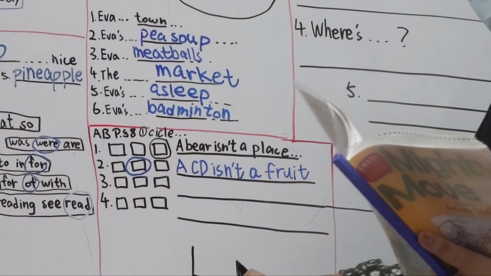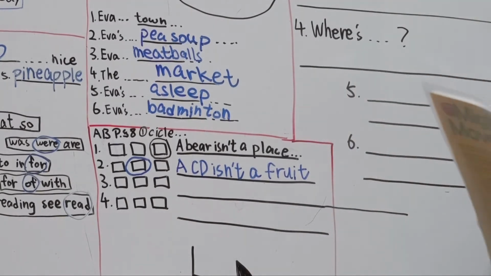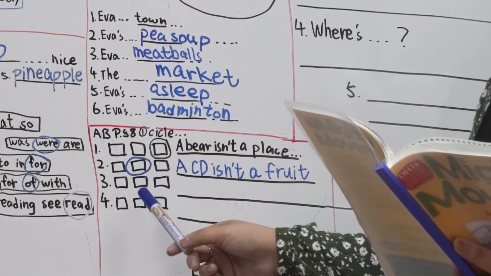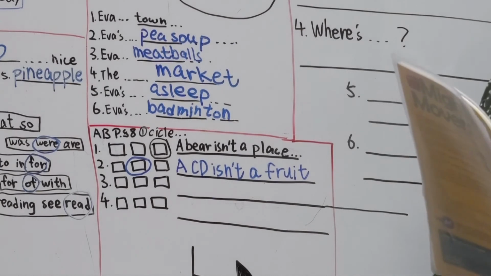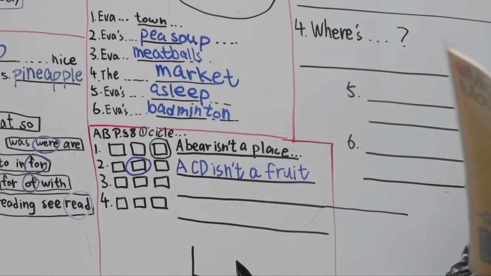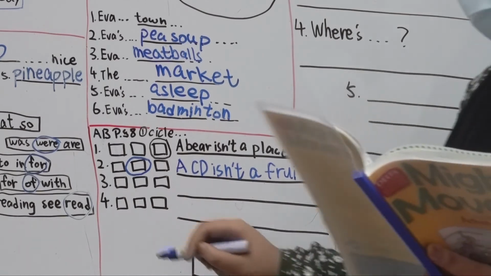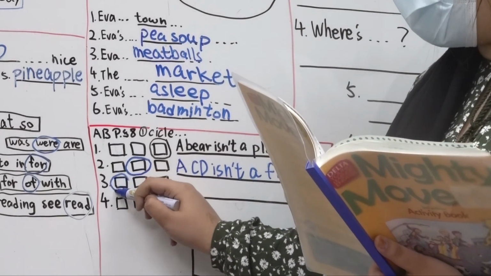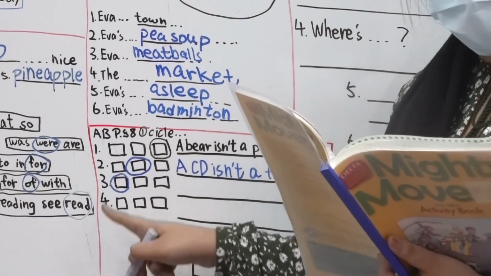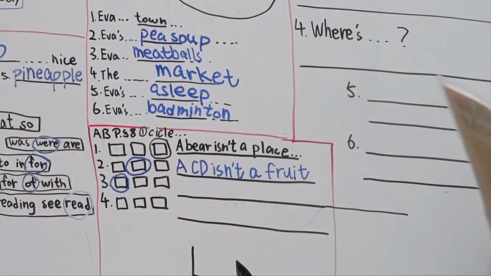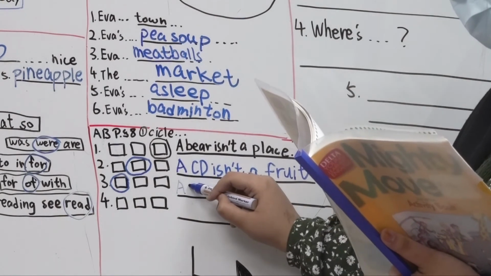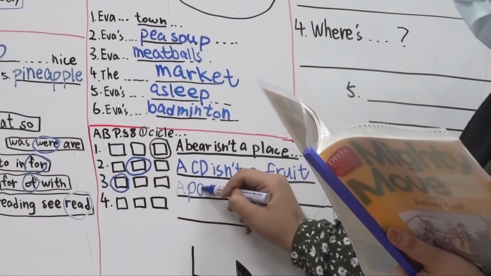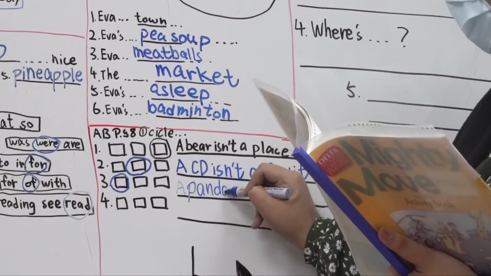Number 3, you may see panda, parents, and grandparents, of course, right? So which one is it? Which one is the odd one? Of course, panda, right? Panda is one of the animal, and these are people, right? So you may say a panda. So let's write a panda first. So panda is spelled as P-A-N-D-A.